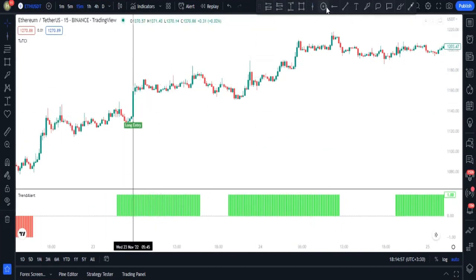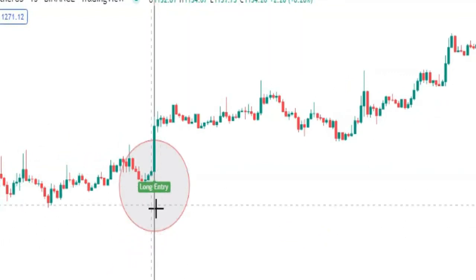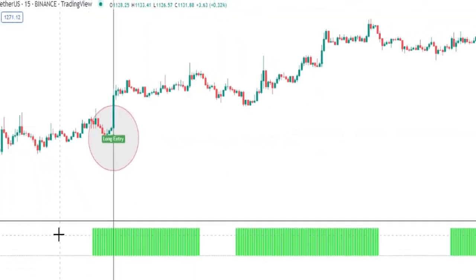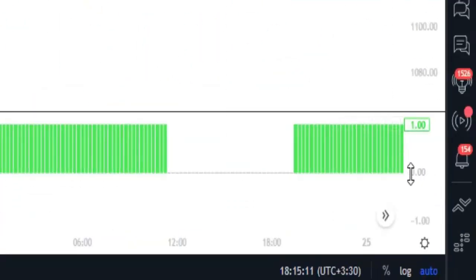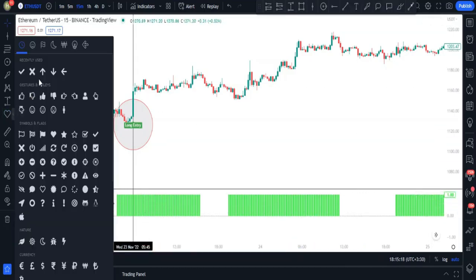So whenever there's a long entry by the TUTCI indicator, to confirm this long entry, we need to take a look at the trend alert indicator. If the histogram existed and it was above the 0 level and it was green, our long entry would be confirmed.